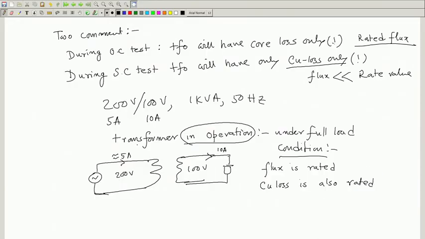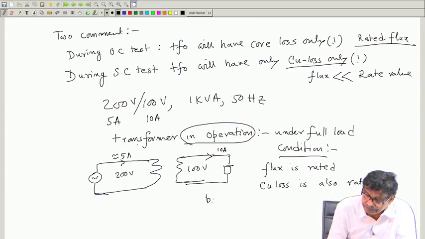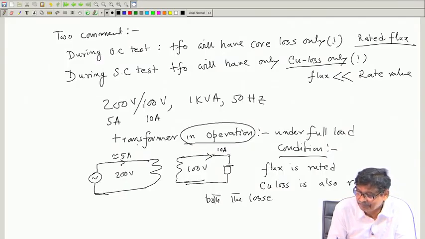Both these losses, unlike open circuit and short circuit test, where during open circuit test only core loss is at rated value, and during short circuit test only copper loss is at rated value. But when the transformer is in operation, both these losses will be at their rated values. You must understand this. So, both the losses are at their rated values.